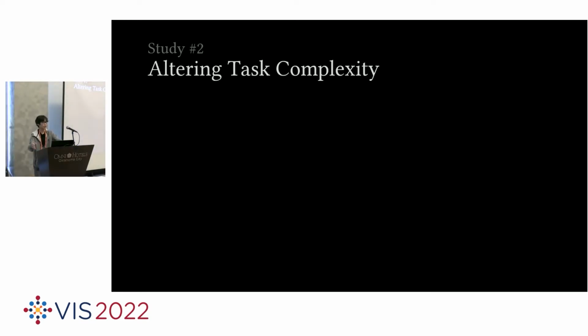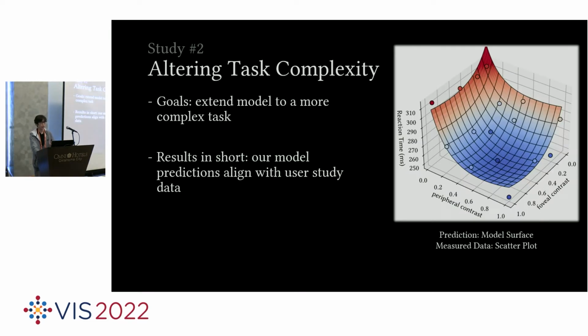In our second user study, we explore whether our model is applicable for a more complex task featuring both foveal and peripheral targets, so increasing the complexity of the task itself, not the image. We applied our model, and we show that our results also align with the user study that we collected. Unfortunately, we'll skip the details of the study, and please refer to the manuscript for more information.